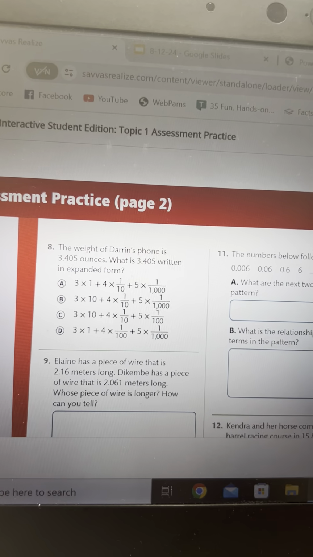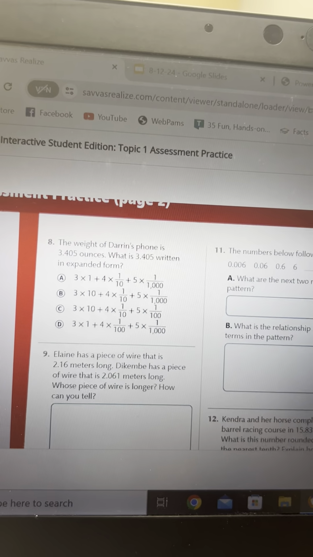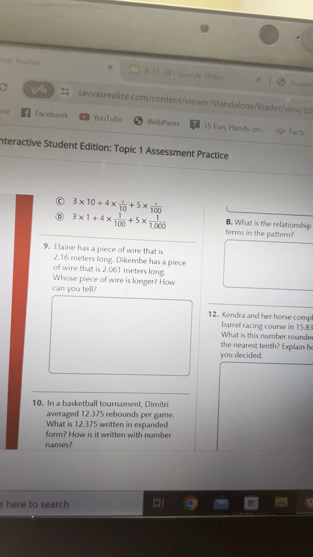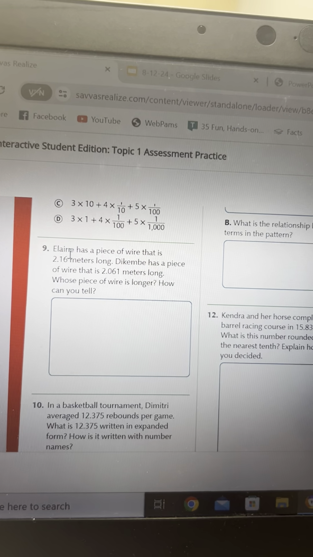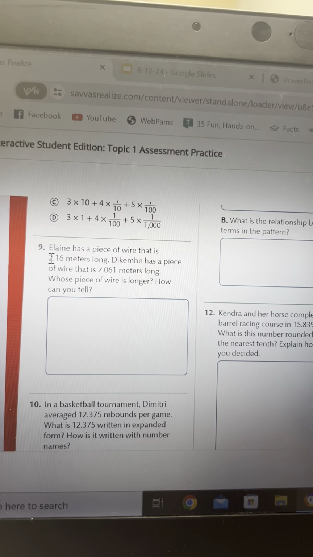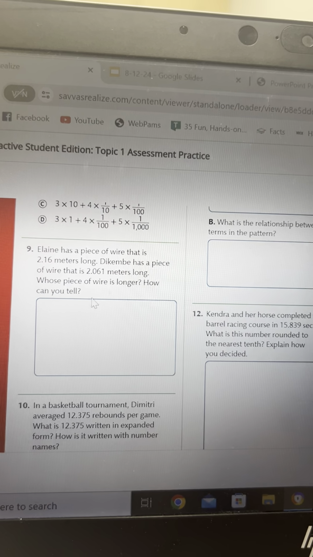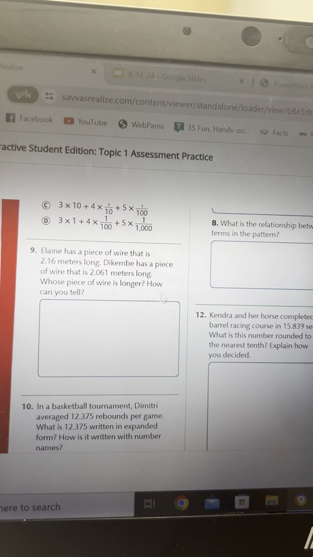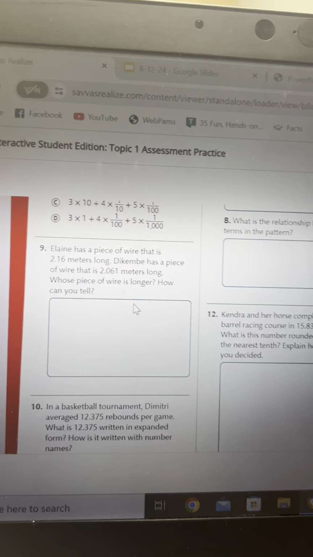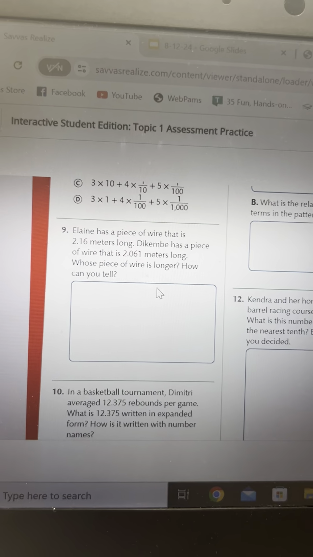Number 9, moving right along. Okay, this Elaine person has a piece of wire. It's this long. Dikembe has a piece that's this long. They're just wanting you to compare. I don't want the how can you tell part. I just want the comparison statement.